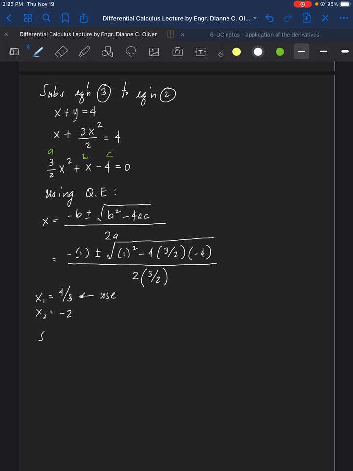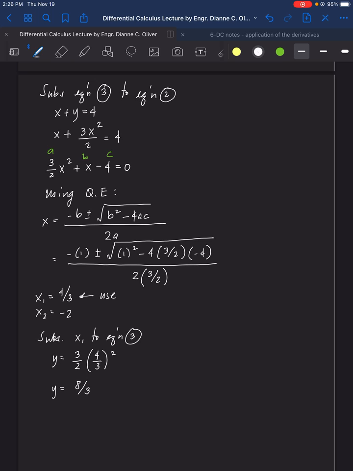Next, substitute to get a value for y. Substitute x1 into equation number 3. So we have y is equal to 3 halves times x squared, that is 4/3 squared. So y is now equal to 8 over 3.